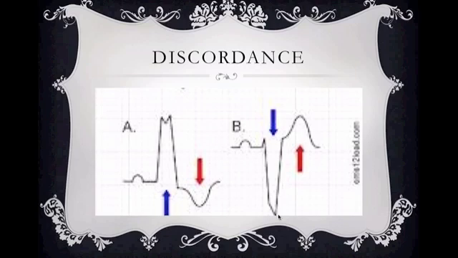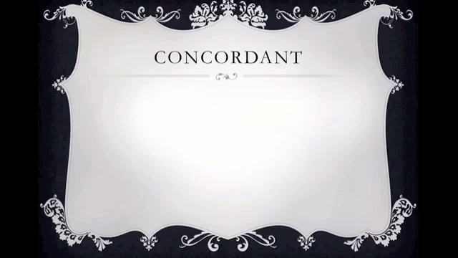Look at B here. We have a downward deflecting QRS complex. We have an elevated J point, less than 5 millimeters. It is discordant ST segment elevation in relation to the QRS complex. That is discordance. That is normal. That's what you want to see on a left bundle branch block.